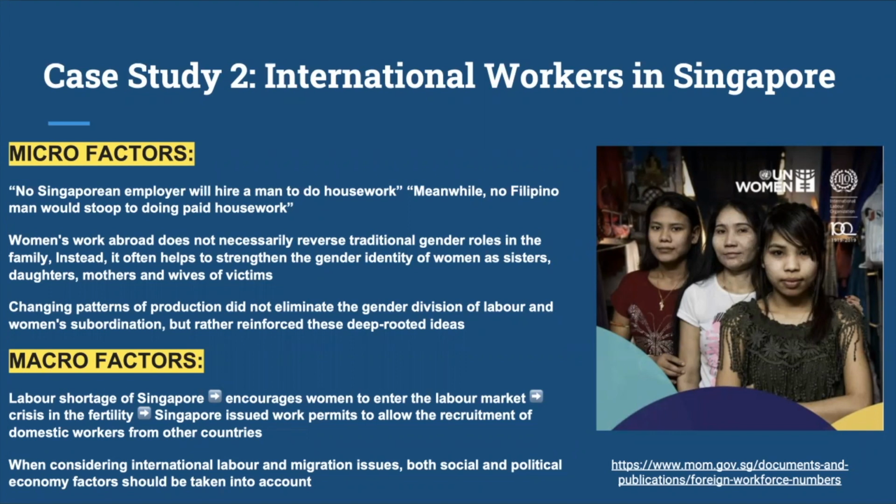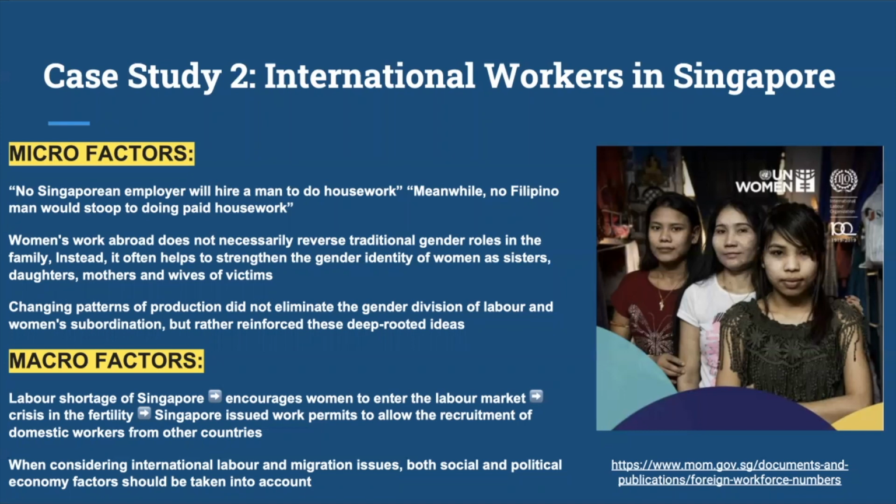And finally, it's the macro factors, which is around the 1970s in the last century. Singapore was facing an issue of labor shortage, and this shortage of labor pushed the Singapore government to encourage local women to enter the labor market, rather than staying home doing housekeeping work. However, with more and more women entering the labor market, Singapore suddenly faced another crisis in the reproductive sector. As a result, Singapore issued a work permit to allow the recruitment of domestic workers from other countries.